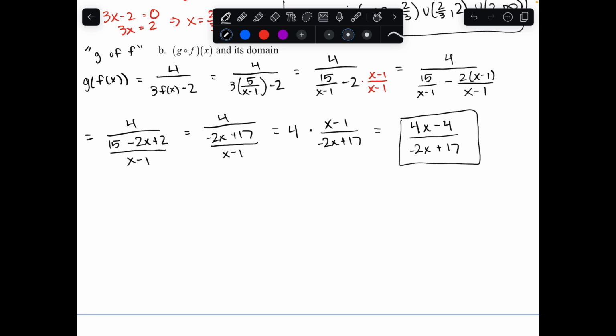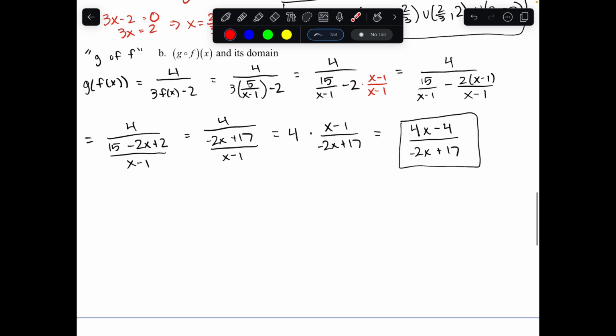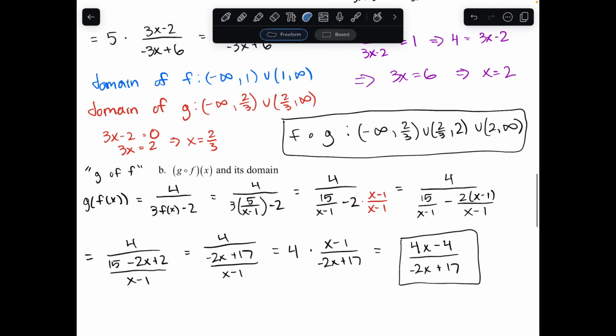Now, again, like the last problem, we're not quite done because we have to find the domain as well. Similarly, we're going to start off by finding the domains of f and g respectively. Now, since we've already done that for both g and f, we can just copy-paste that down here.